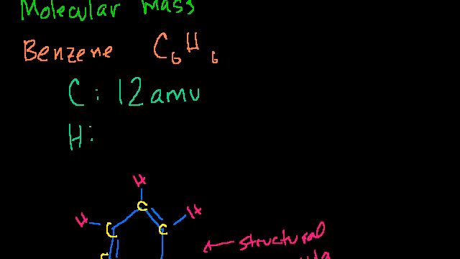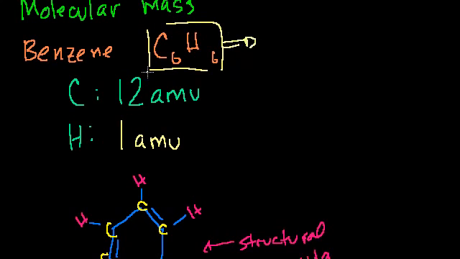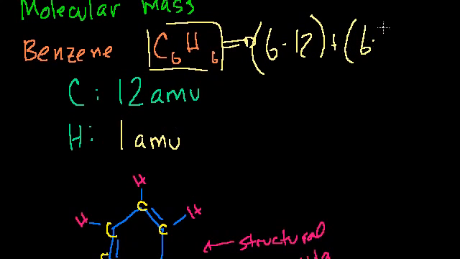If it had any neutrons in it, it would have been at least an atomic mass of 2, but hydrogen has an atomic mass of 1 atomic mass unit. So what is the mass of one molecule of benzene? Well, it's 6 times the carbon mass, so 6 times 12, plus 6 times the mass of hydrogen, plus 6 times 1. So 6 times 12 is 72, plus 6 times 1, which is 6, is equal to 78.